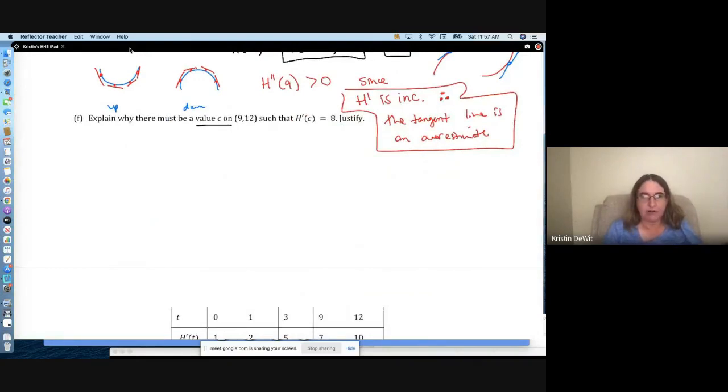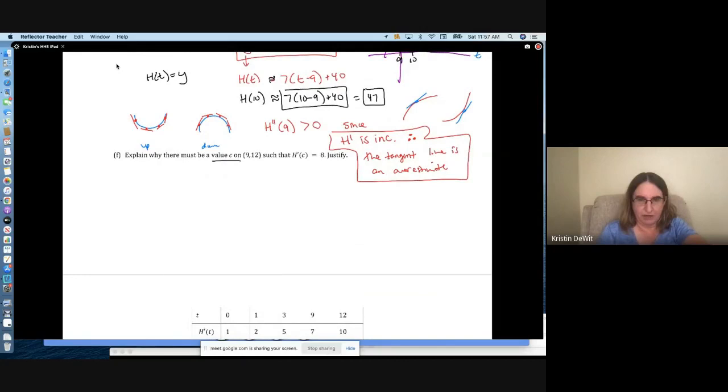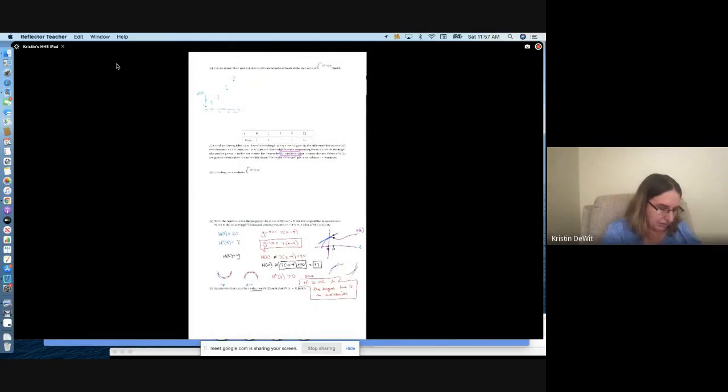All right, moving on. F. This might be our last part here. This would be a good one to end on because this is a tricky one. So explain why there must be a value of C on 9 to 12 such that h prime of C equals 8. Did I ever draw this out? I did draw mine out. I'm going to go ahead and steal my graph from up above earlier that I used. Copy.